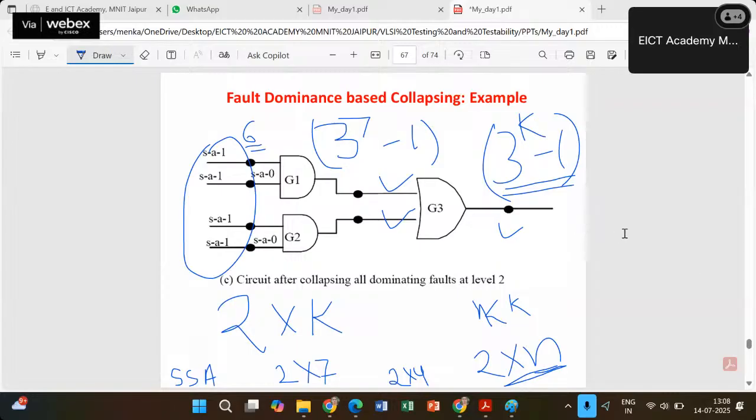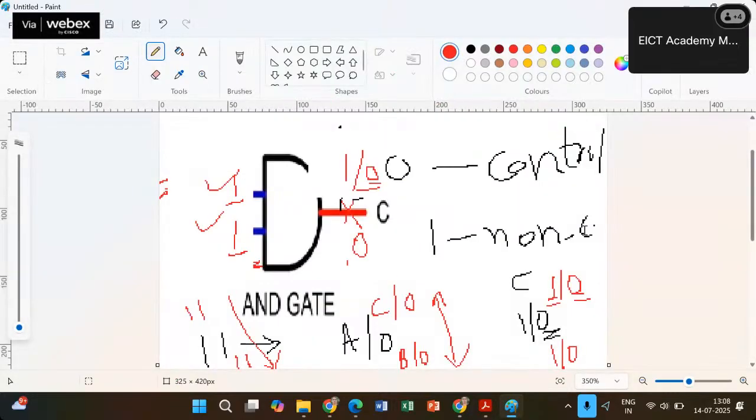Yes. In the example, how you removed a stacked fault. Okay. In fault equivalence, fault dominance, how I have removed. Okay. So let's have a look at this.